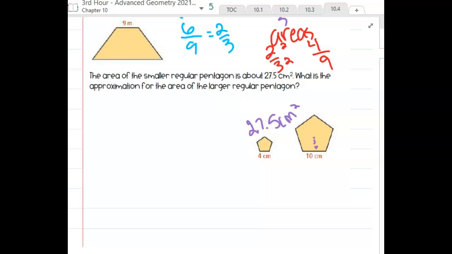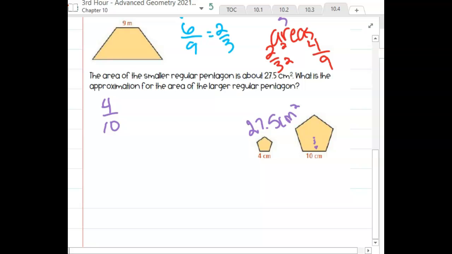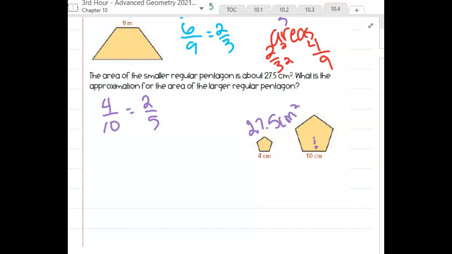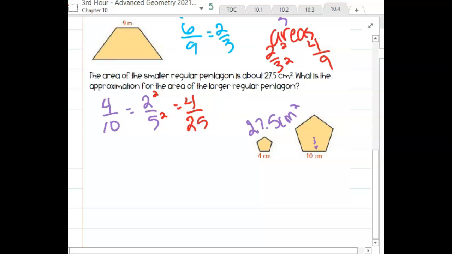So if I want to find the scale factor, it would be 4 to 10. And then, of course, we want to reduce, which would give me 2 to 5. Now, that's the scale factor, which means all of the side lengths are in this ratio. And actually, it doesn't really matter for this one. The perimeter is also in this ratio. What I'm talking about, though, is area. So this is not the ratio of their areas, okay? The ratio of their areas is 2 squared over 5 squared, which is 4 over 25, 4 to 25.